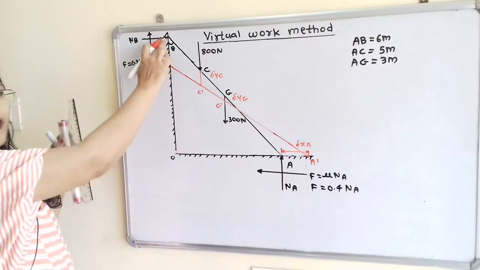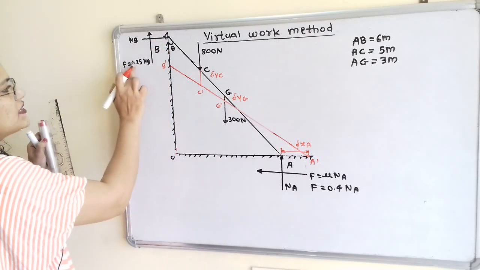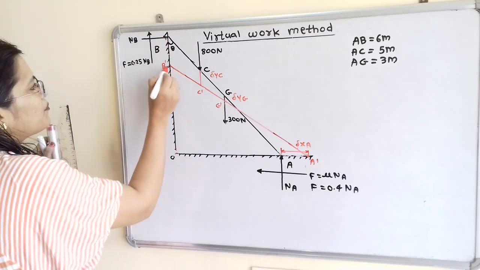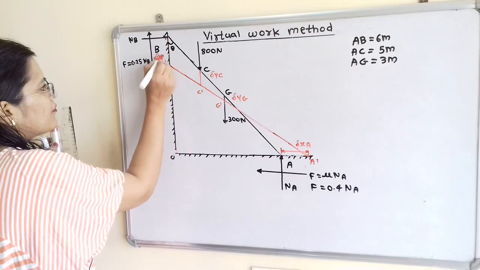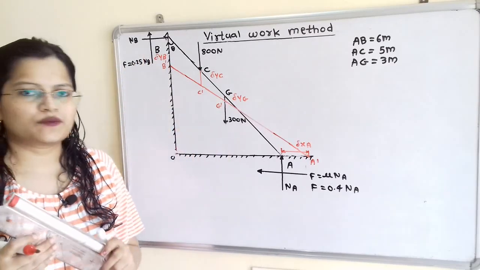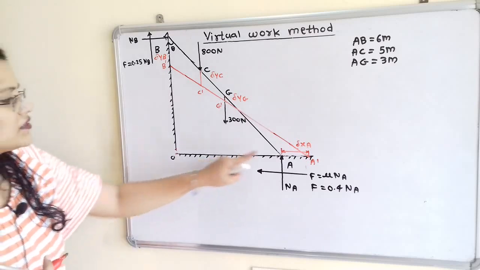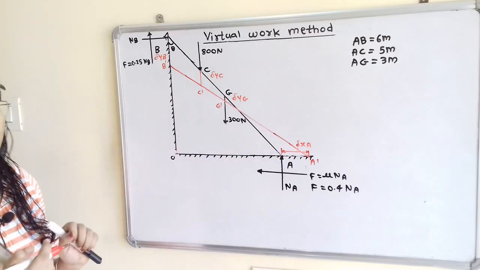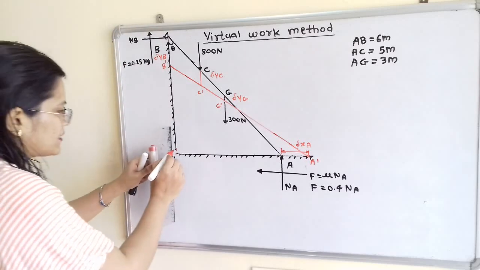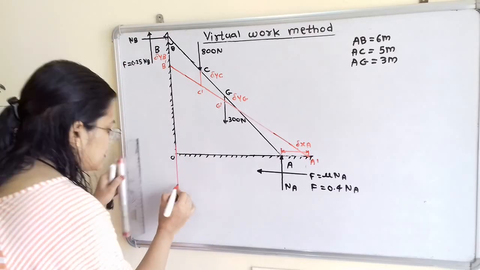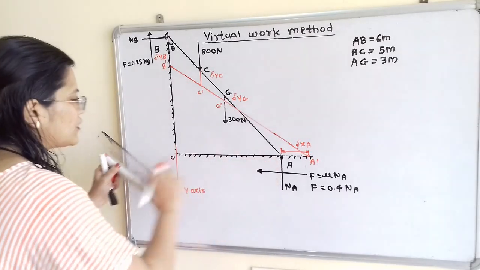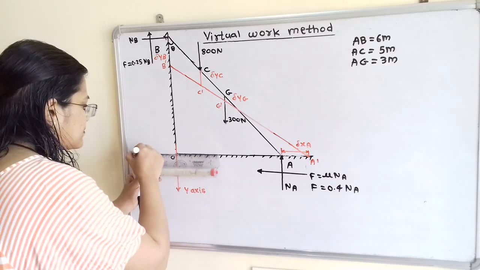And next point is point B, where frictional force F is equal to 0.25 NB acts. And the displacement is from B to B dash and it is delta YB. So we have to find out all these small displacement. Now we will first find out the position of this point A. For that we will consider this vertical line as a y-axis. So I will continue this line. This is known as y-axis. And this horizontal line as a x-axis.